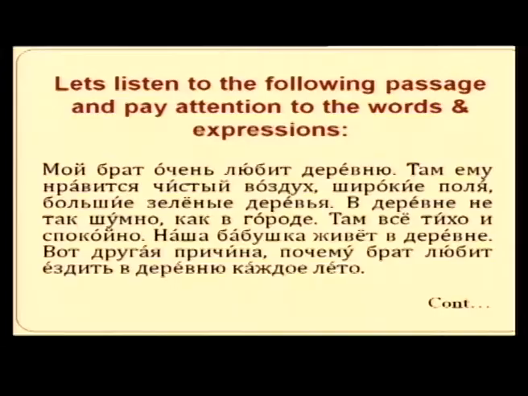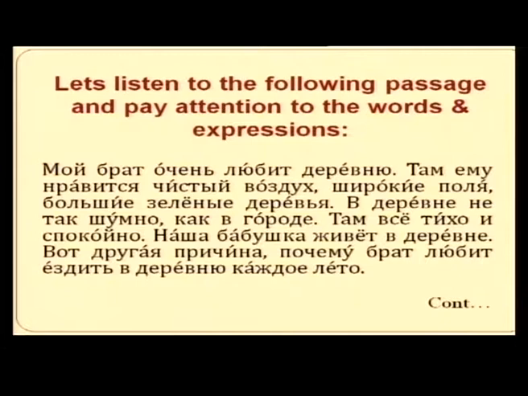Я читаю эту книгу. Люди любят читать книгу. Мой брат любит деревню. Etc. Whenever there is a noun of feminine gender, it changes into у and ю depending upon the usage, like in this text, Мой брат любит деревню. Let's go to the next sentence now and understand the usage of other words and expressions. Там ему нравится чистый воздух. There he likes the clean or fresh air. For clean air, we used the expression чистый воздух.